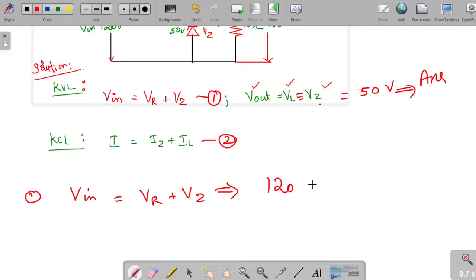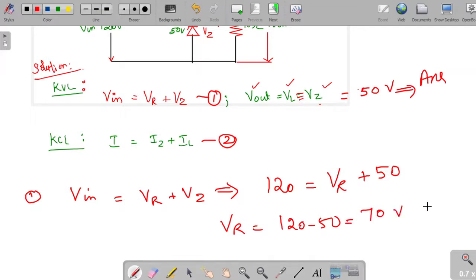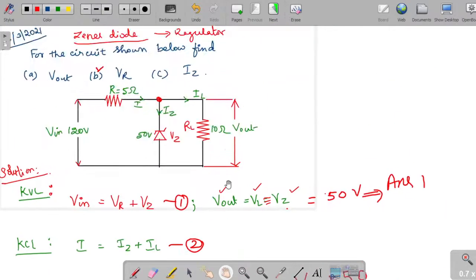So if I substitute, 120 is equal to VR, that is to be calculated, plus VZ, which is given in the problem itself, 50. So what is the value of VR? VR is equal to 120 minus 50, isn't it? So it is 120 minus 50, which is 70 volts. So this is the second answer we got. First one we found out, second one also we found out.